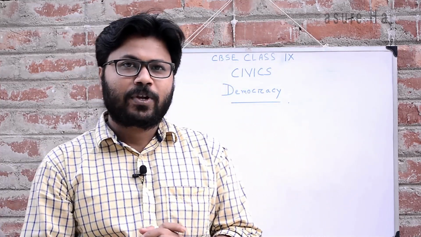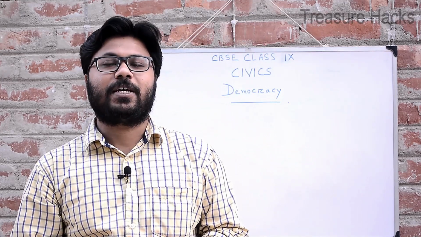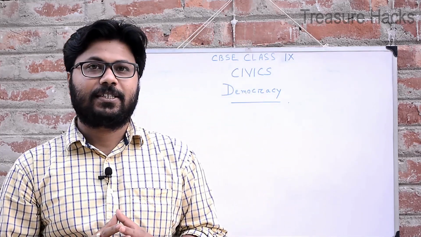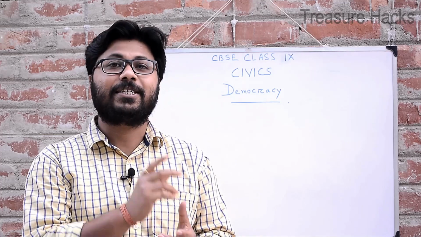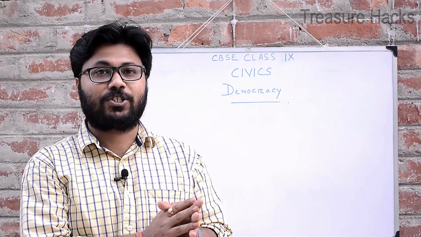In this video, I shall be teaching you the second chapter of Civics, that is democracy. What is democracy? Democracy is a system of government that is elected by the people through universal adult franchise. So democracy is a form of government that is elected by the people through universal adult franchise.